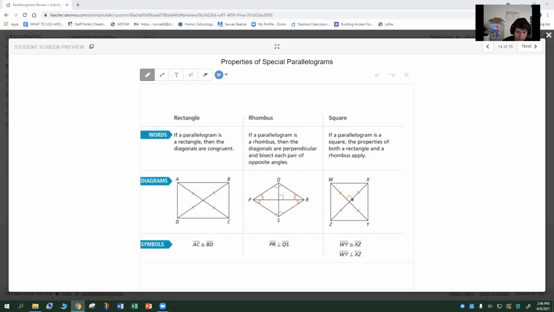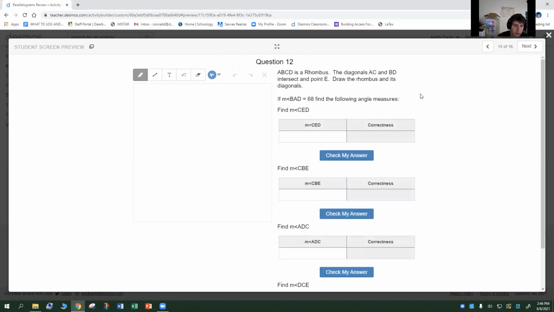Okay, and then a square has the combination of having four right angles and four congruent sides. So it's going to have all the properties of a rhombus and a rectangle, in addition to all the properties of a parallelogram, because the square is a parallelogram. All right, so the two extra questions we put on here that are relevant for us: ABDC is a rhombus, so we're going to draw a rhombus.